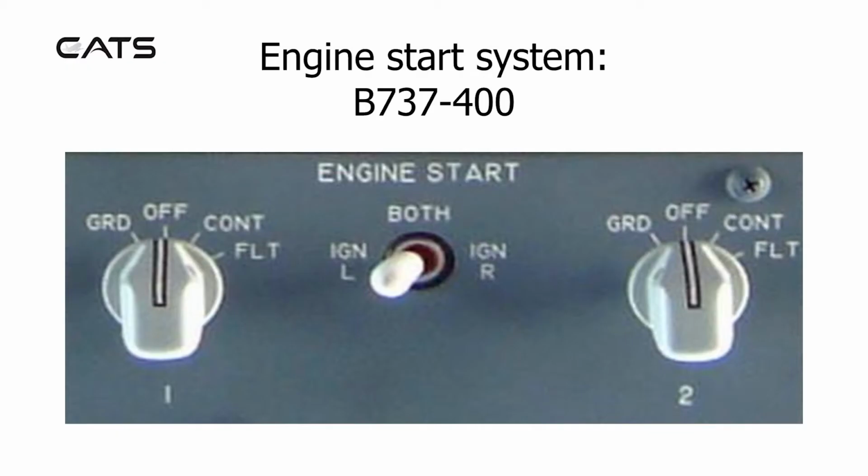Here's the engine start system for the Boeing 737-400. Engine 1 is on the left, viewed from the flight deck. Engine 2 is on the right. Currently, both engines' igniters are off. In the middle, there's a switch to select left or right ignition.